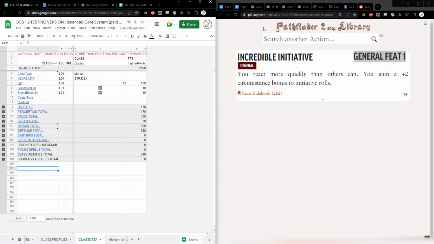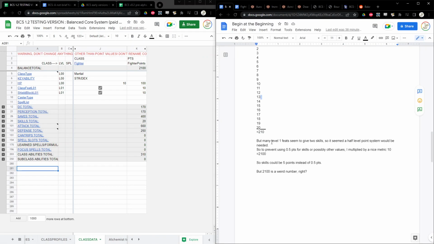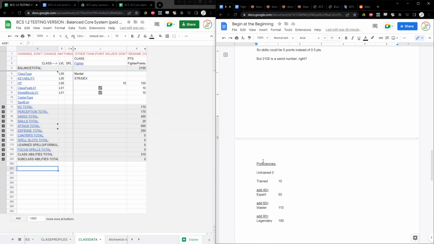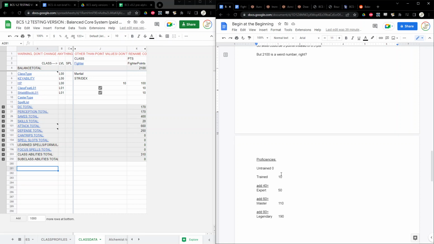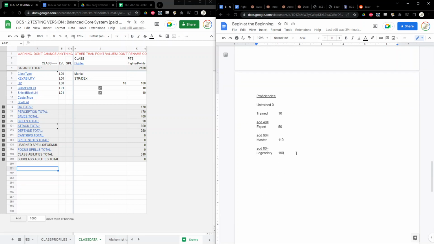So one thing I want to point out, just an interesting thing, that this may or may not be intentional. It could be a pure accident, but I only realized this much later on when I was just looking at these, after I'd already determined these to be the numbers: 10, Expert 50, Master 110, Legendary 190.